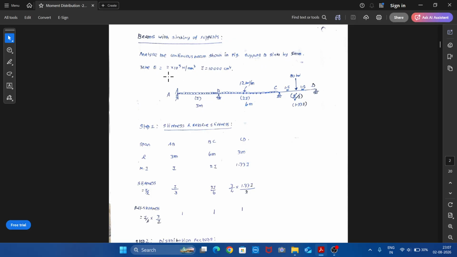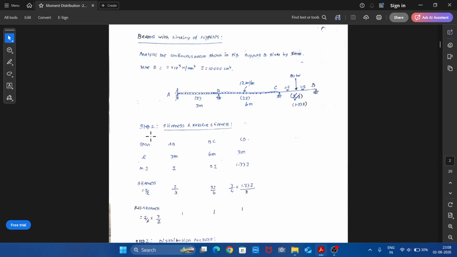Take Young's modulus E equal to 2 into 10 power 5 Newton per millimeter square and I equal to 10,000 centimeter power 4. Here the span is 3 meters, here the span is 6 meters and here 3 meters. UDL over spans AB and BC. Central point load in span CD. Moment of inertia for AB is I, BC is 2I and CD is 1.33I.